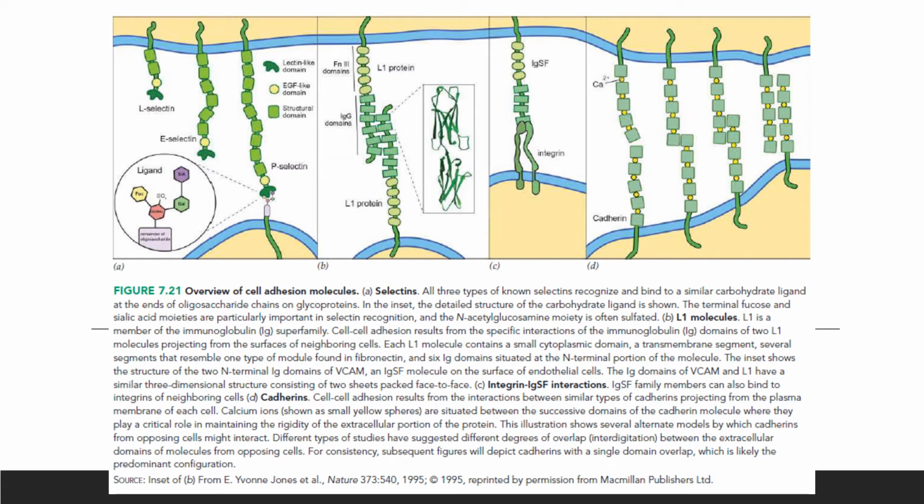So here you will see the overview of the cell adhesion molecules, including the selectins, and how they look. You also have the L1 proteins and how they interact with the other immunoglobulin domains. And then you also have your integrin and immunoglobulin domain interactions. And these are the cadherins with the presence of calcium ions. Okay, so that's how you differentiate one from the other.